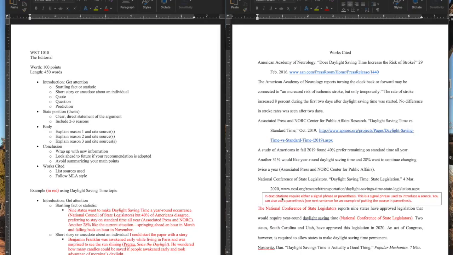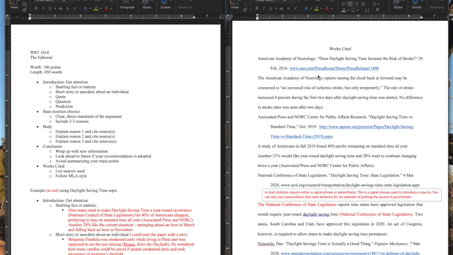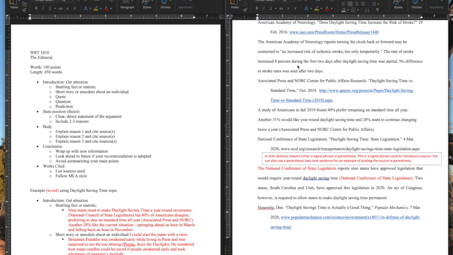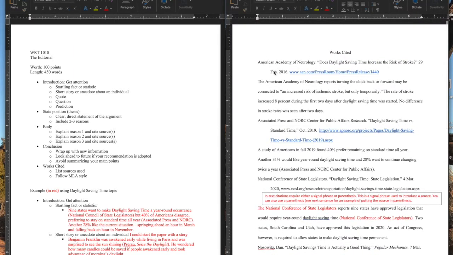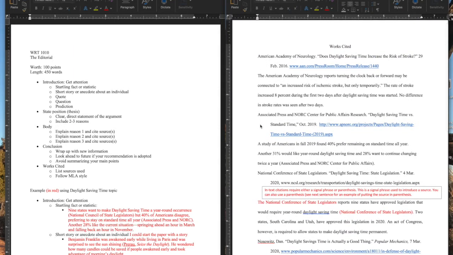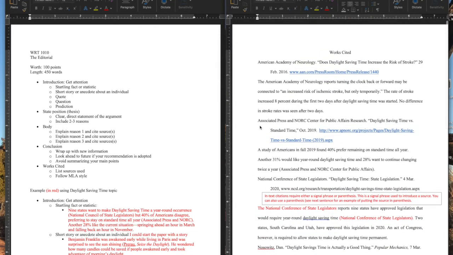The next two assignments, the editorial and the research paper, are going to build on the topic and information you gathered for the annotated bibliography. So here's an example of the annotated bibliography for our daylight saving time topic that we picked for the class. Again, you've got the MLA citation, followed by a brief summary. Notice the hanging indent. Notice that they're in alphabetical order. You're going to continue that when you have works cited for the research paper and the editorial.